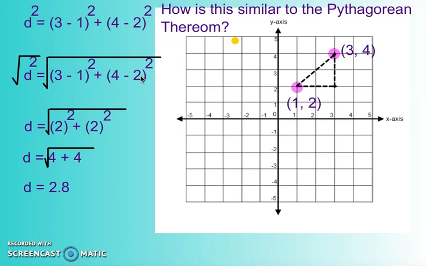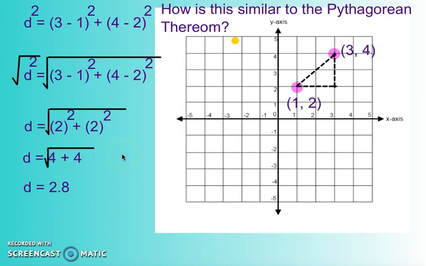I actually noticed that it is similar because when you use the order of operations, usually we have to do the parentheses first. So we would get 3 minus 1 is 2, 4 minus 2 is 2, and then after parentheses is exponents, so 2 squared is 4, 2 squared is 4, and then we would have to add them together, which is 8, and then we take the square root from that, correct?